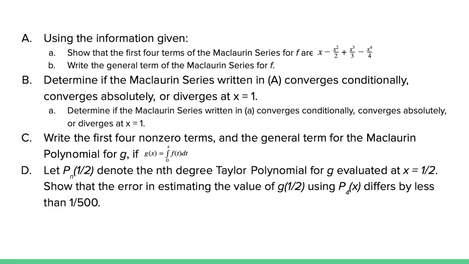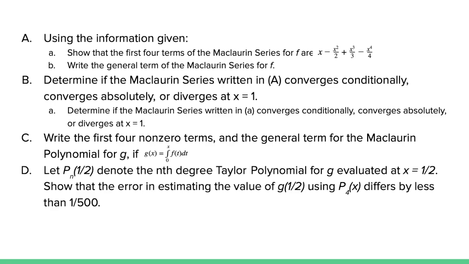In part A, we want to show that the first four non-zero terms of the Maclaurin series for f are x minus x squared over 2 plus x cubed over 3 minus x to the fourth over 4, and write the general term of the Maclaurin series for f. In part B, we want to determine whether the Maclaurin series described in part A converges absolutely, converges conditionally, or diverges at x equals 1, and we have to explain why we say so.